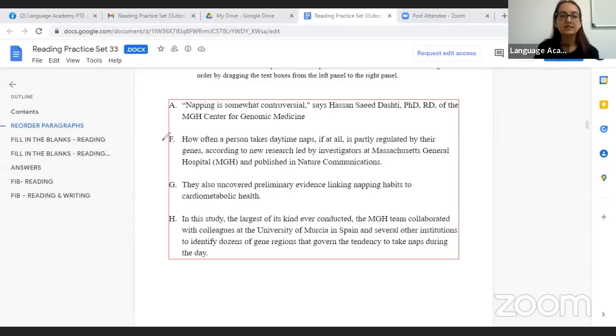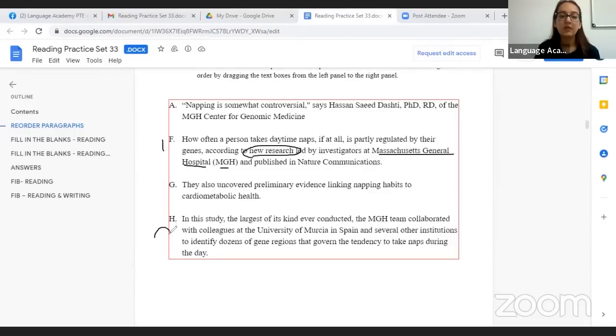The first sentence is F. How often a person takes daytime naps, if at all, is partly regulated by their dreams, according to new research led by investigators at MGH. The full form of MGH was given in this sentence. So this is the first one and published in Nature Communications. And then they talked about a research here.